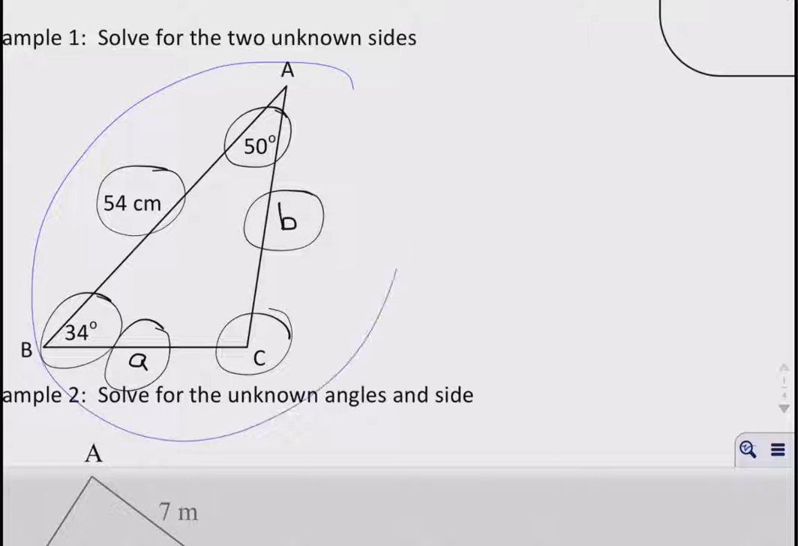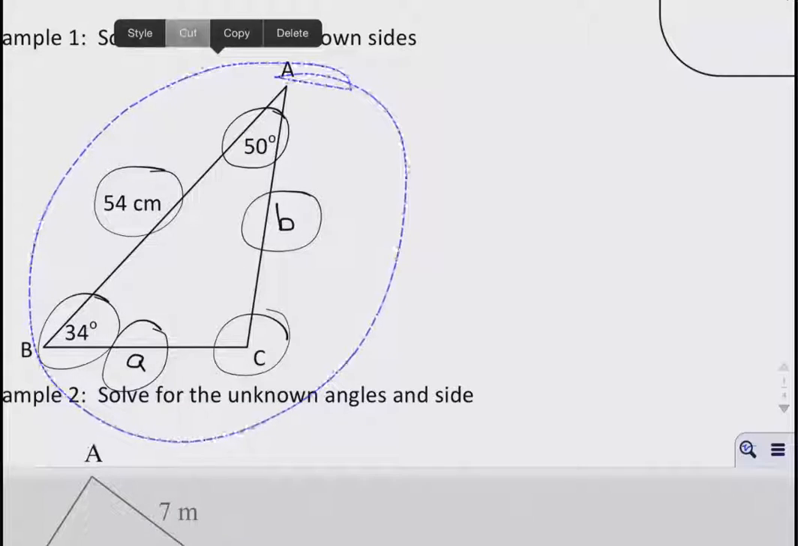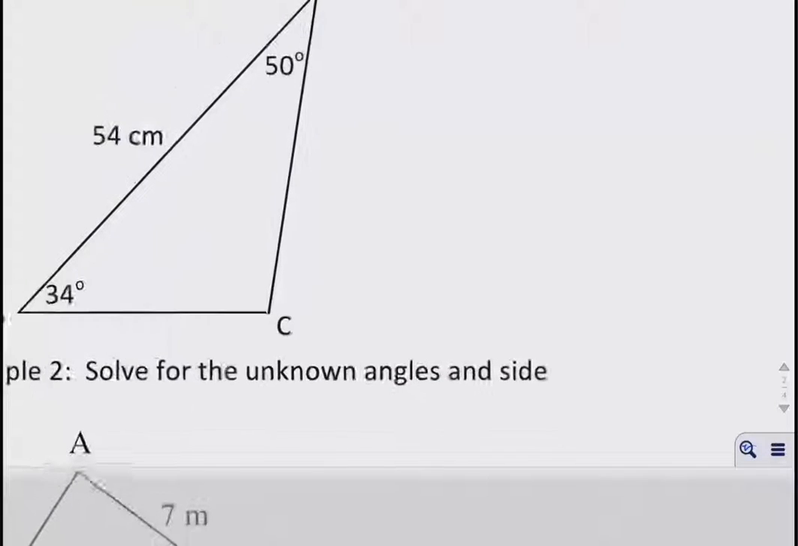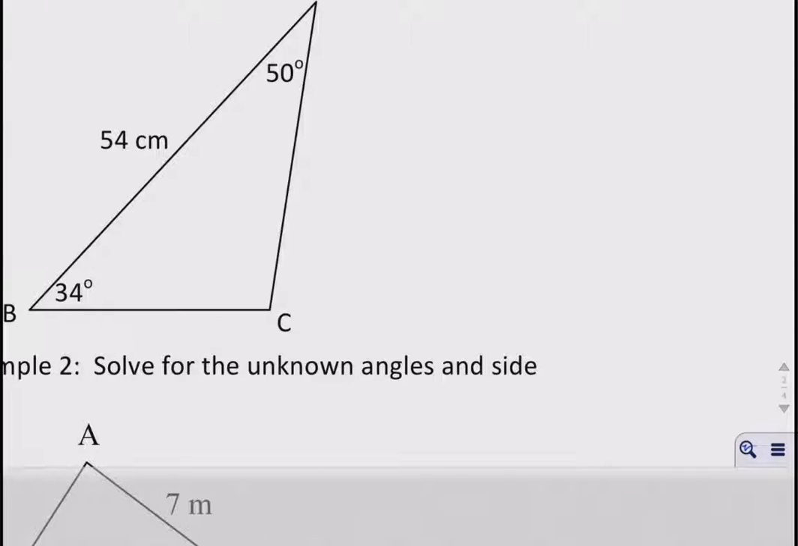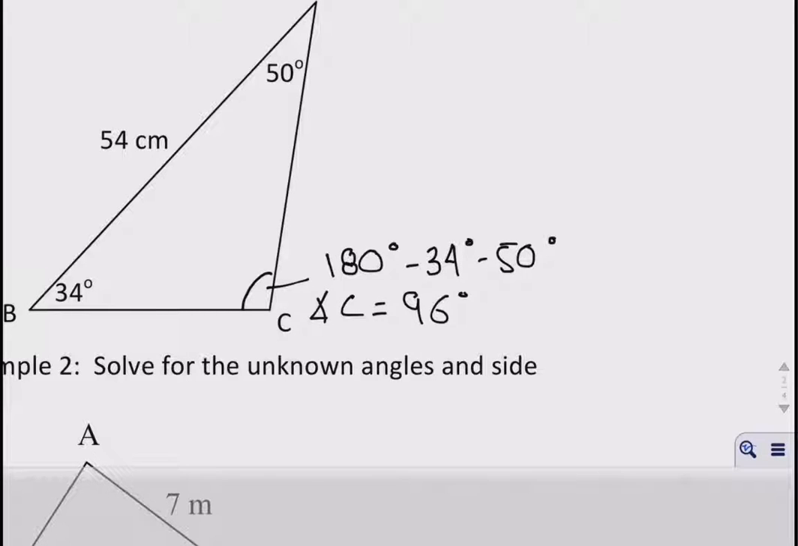However, I do know that the sum of the angles in a triangle add up to 180. So angle C can be figured out easily. All I do is subtract from 180 degrees 34 degrees, as well as 50 degrees. That yields 96 degrees. So I get 96 degrees for angle C. Let me sneak that into my triangle here.